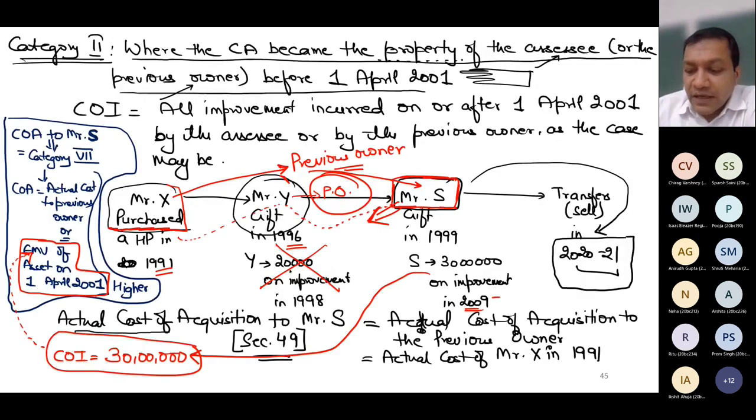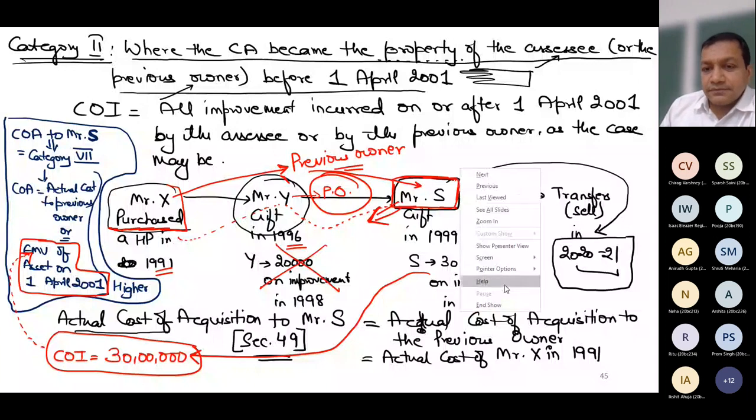That's it. The last example, assessee was Mr. S.